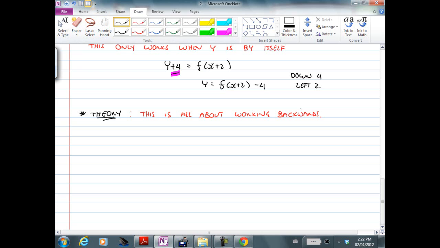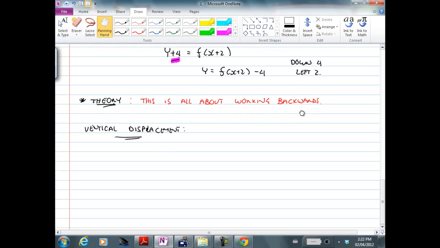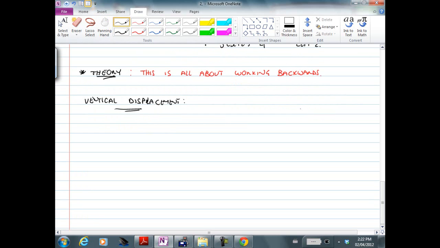Theory is when I give you this. For example, this is called vertical displacement theory. The theory behind vertical displacement is this: you're going to replace y with y minus k. Choose the letter. Doesn't matter what letter it is. Now the book used k. Doesn't matter. Y minus k.